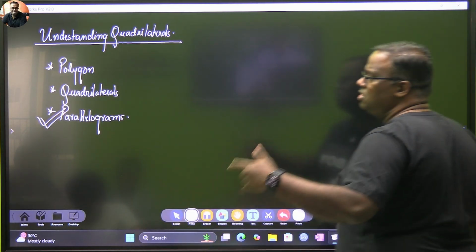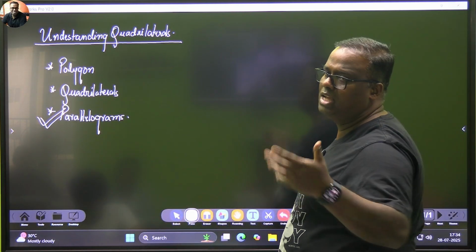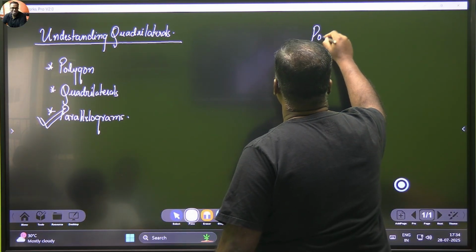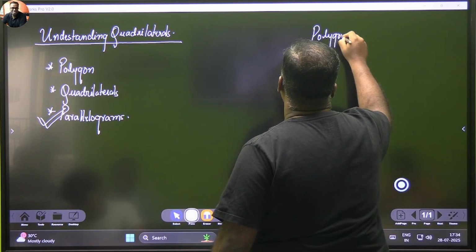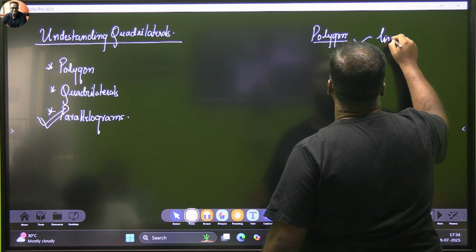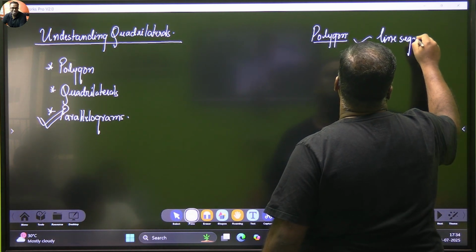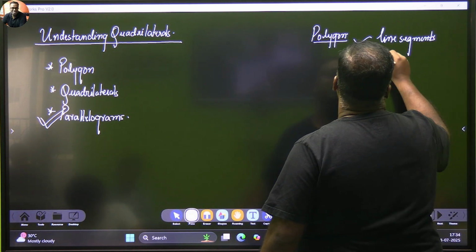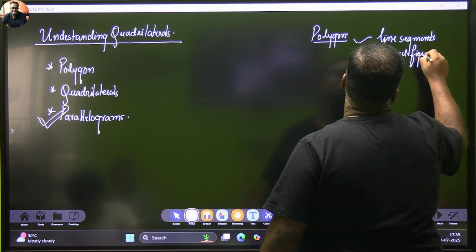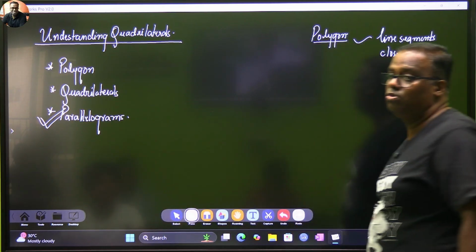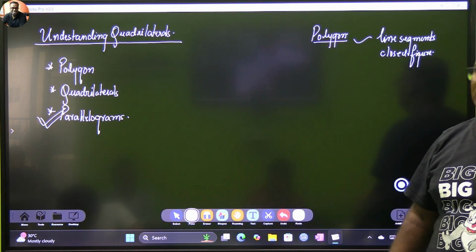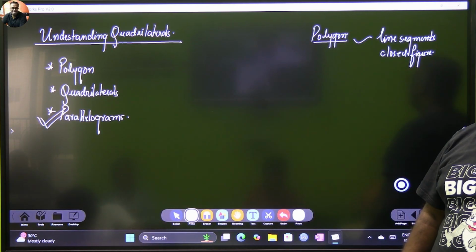Poly means many, gon means angle, many angle figure. A many angle figure means a polygon. A polygon is always made up of line segments, and it has to be a closed figure. Every time 2 line segments meet, they create an angle. And when the number of angles are more than anything, then we call it a polygon.